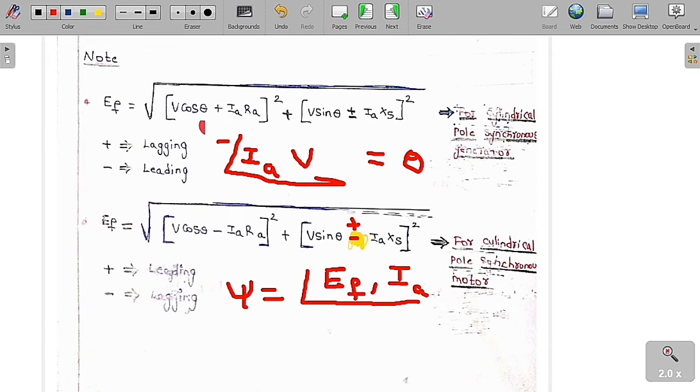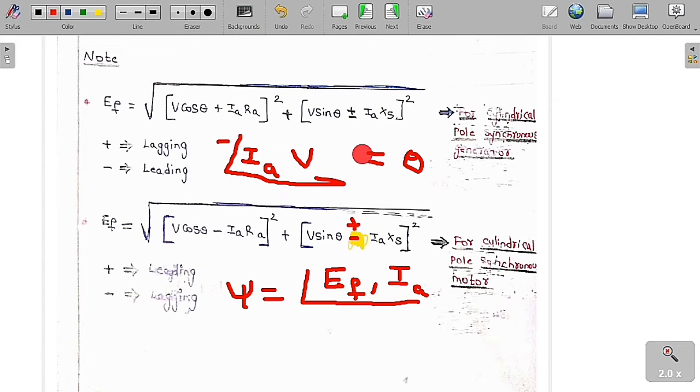For the cylindrical pole synchronous generator, this lagging and leading concept is related to theta. Theta is the angle between I and V. If IA leads V, it is called leading. If IA lags V, it is called lagging. Whereas for the cylindrical pole synchronous motor, the lagging and leading is related to psi. Psi is the angle between EF and IA. If IA leads EF, it is called leading, and when IA lags EF, it is called lagging. This is the concept that you always need to understand.